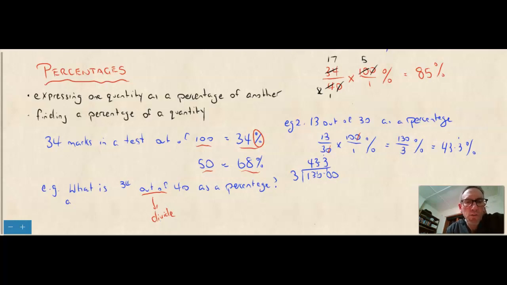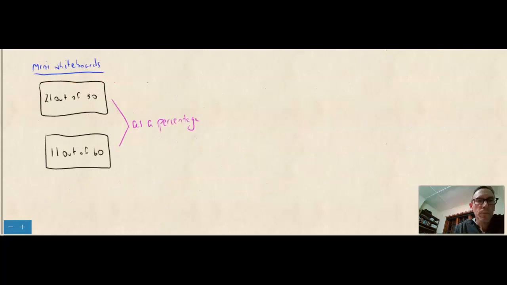Okay, now I've got a couple for you, so I'm going to get you to pause the video here. Copy these 2 examples down and then start the video again. When you start the video again, there's going to be a couple of examples for you to do on your virtual mini whiteboards. Okay, new screen. On your mini whiteboards, I've even drawn you some little mini whiteboards here. I want you to do 21 out of 30 and 11 out of 60. So pause the screen now and work out what 21 out of 30 is as a percentage. Go.